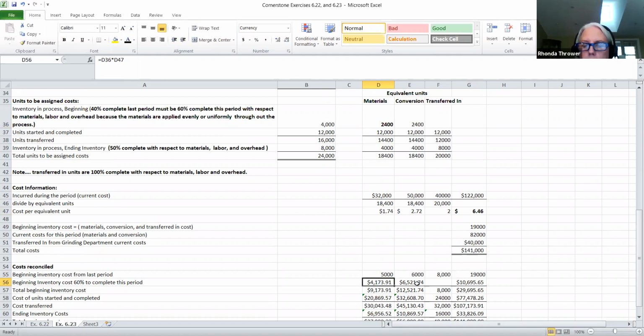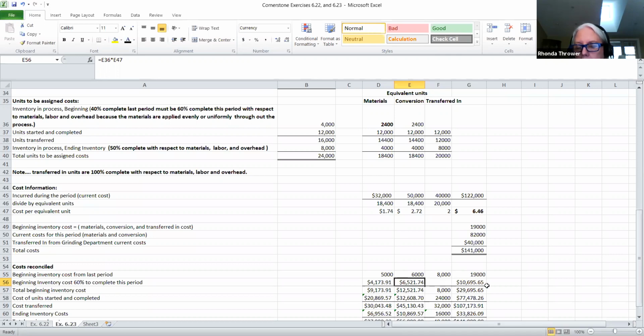and that will give you this $4,173.91. We have some conversion costs that we also need to finish for our beginning inventory. To calculate the conversion cost, we take the conversion beginning inventory units, which were also 2,400, and multiply by $2.72, and that gives us our conversion cost. We didn't have any transferred costs that we needed to complete. They were already finished, and all that was shown up above here.